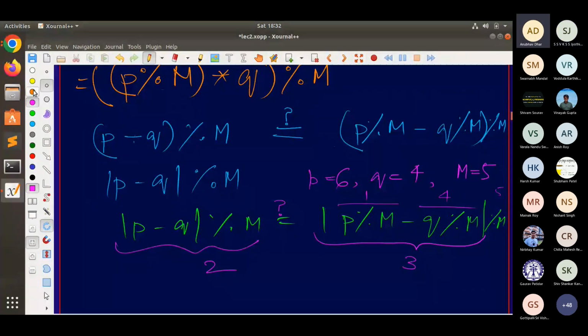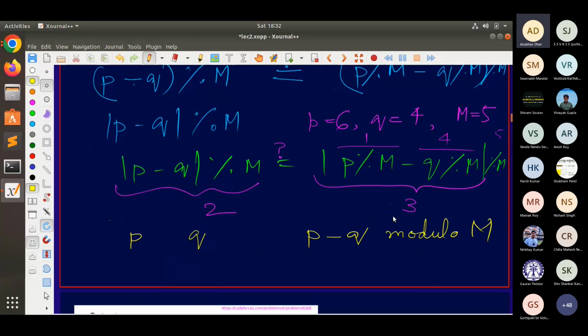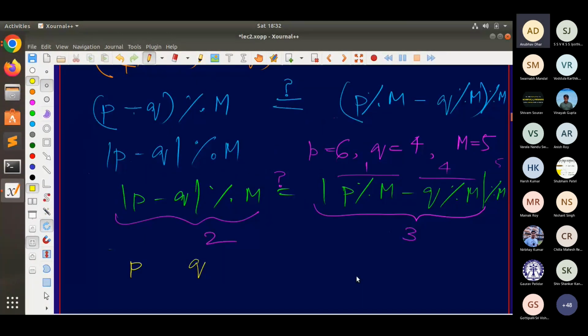Okay, so anyway, my focus is to somehow find this value. When you have a number p and another number q, and they want you to find the value of p minus q modulo m, it's written in the problem statement of the problem that you're handling. So how do you do that? By making sure that the argument is always positive. Any guesses?